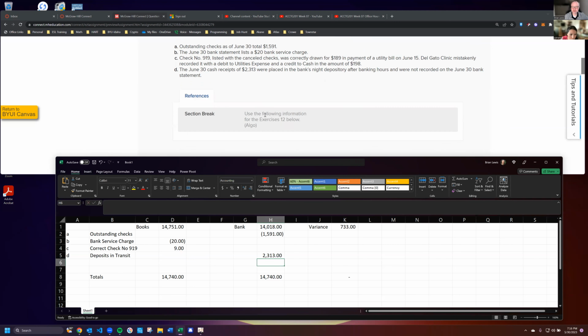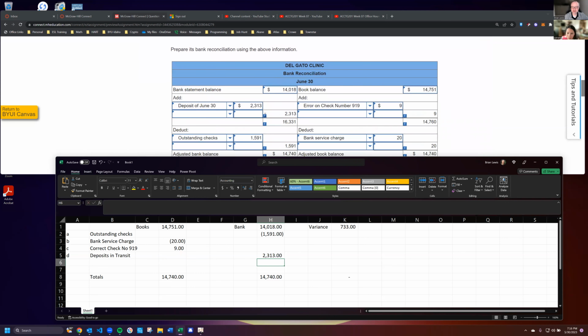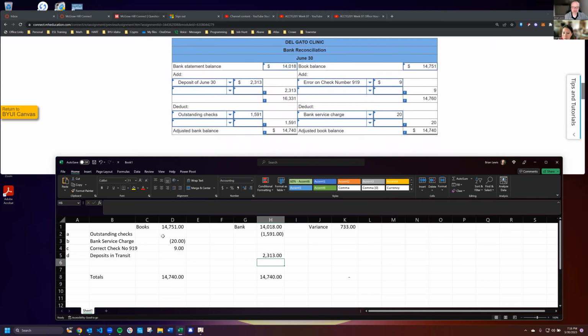Here. So for this first part, we should see something very similar to what I did, right? I just kind of lined it out like this, and it just kind of plays out differently. But you still see the 14014 bank statement balance minus the 1591 plus the 2313, right? So I have mine in a slightly different order, but I've just walked through them one at a time. On the book side, you got the 14751. That's right. You got the $9 add for the error, and then the $20 surcharge deduct to get to 14740.